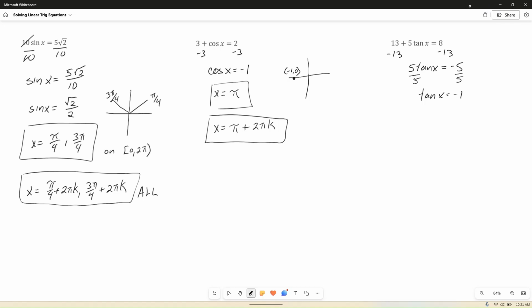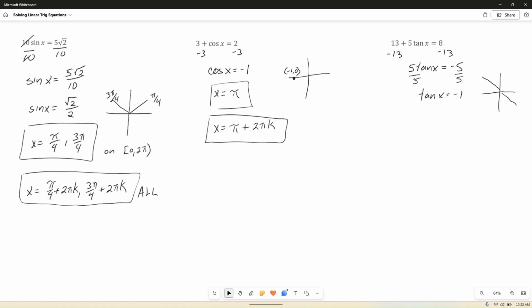So now with tangent, again, we're going to think about our unit circle. Tangent is negative in the second and fourth quadrants. It's positive in the first and the third. And tangent is, remember, the y over x coordinates. Okay, so we need to think about the coordinates on the unit circle where the x and the y coordinates were the same, just one has an opposite sign. And again, that's in the second and in the fourth quadrant.